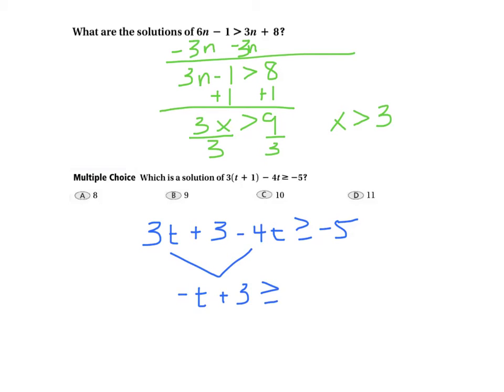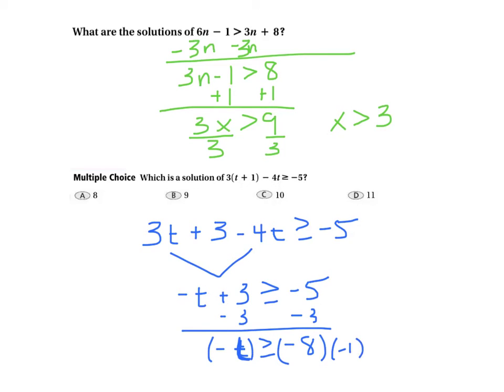Negative t plus 3 is greater than or equal to negative 5. So we're going to subtract 3. And this is one of those times where my trick didn't work because I still have a negative variable. In this case, I'm going to have to think about what I can do mathematically to get positive t. I can multiply by negative 1 on both sides, giving me t on the left, positive 8 on the right, and a flipped symbol.